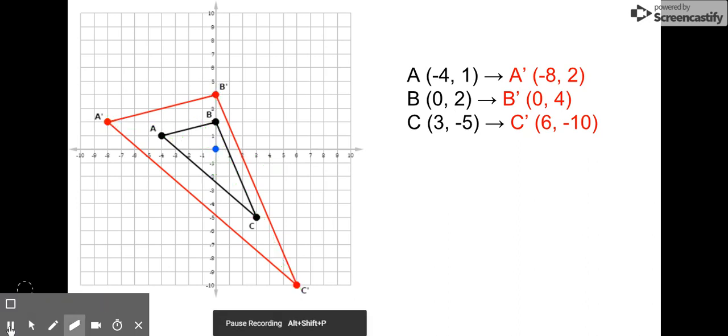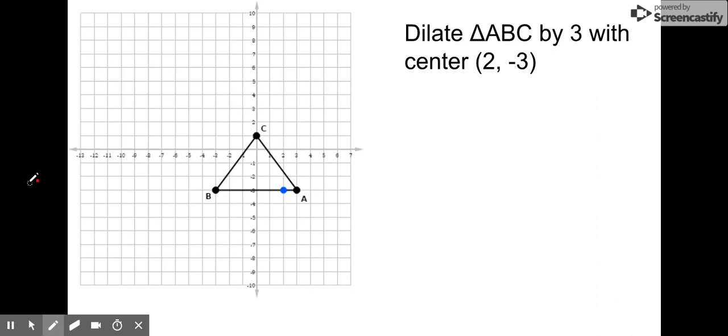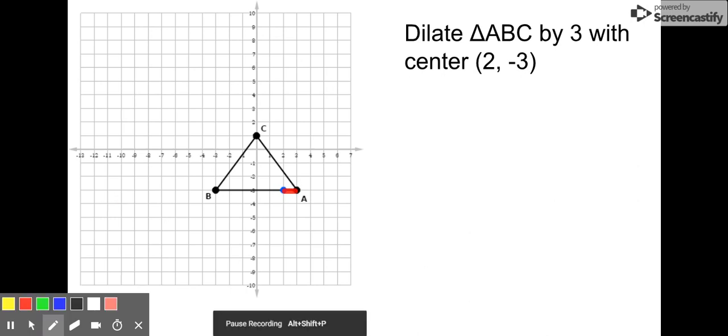Let's try another example with a center of dilation that is not the origin. In this problem, we're dilating triangle ABC by a scale factor of 3, so we know our image is going to be 3 times the size of our pre-image, and the center of dilation is at (2, -3). To get started, I'm going to go to the center of dilation and find the distance from the center to point A. So I rise 0 and I run 1.